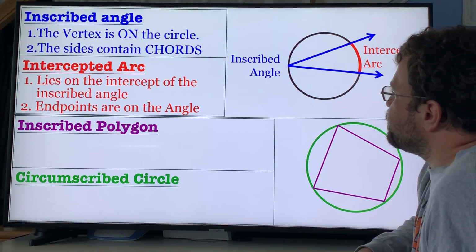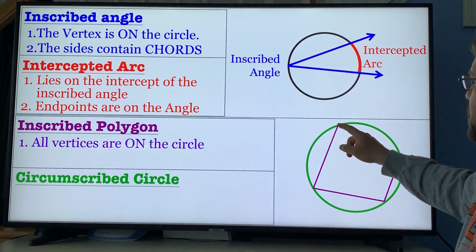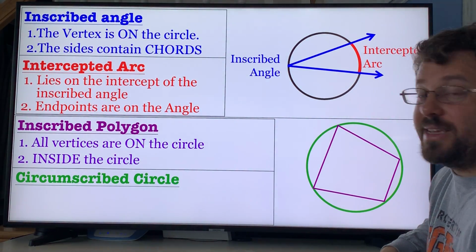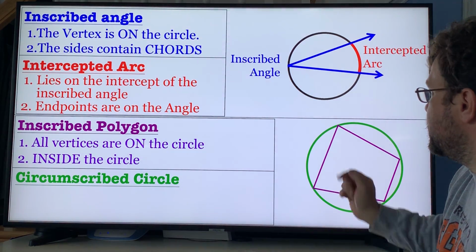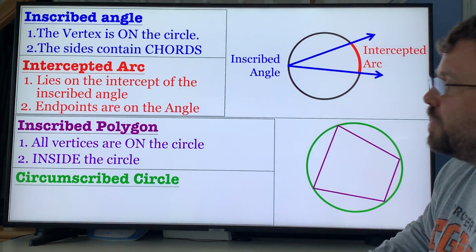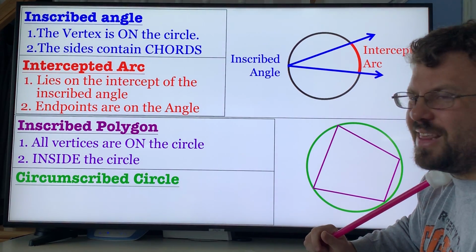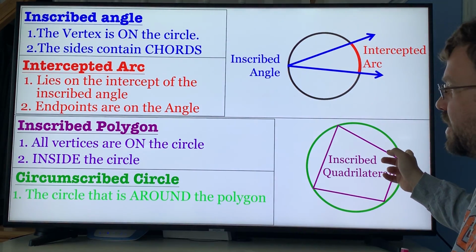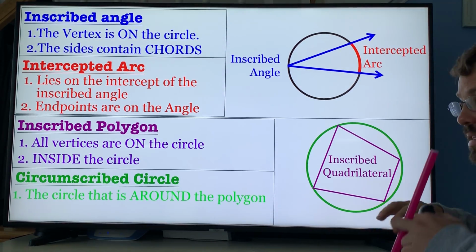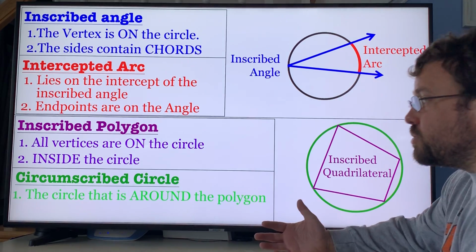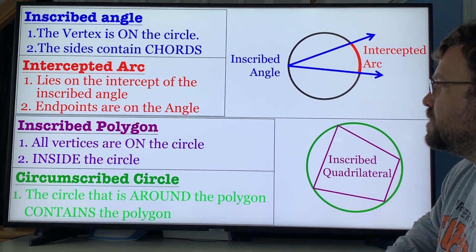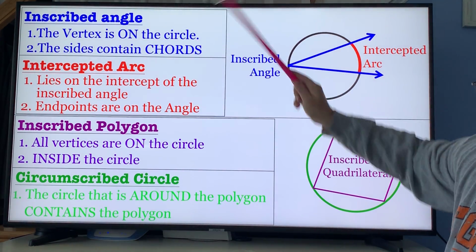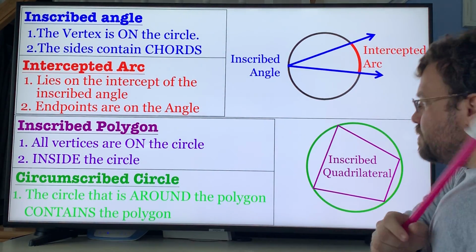Inscribed polygon. All vertices are on the circle. All right? And it is inside the circle. So that's an inscribed polygon. All right? What do you think circumscribed? Kind of like the opposite. So inscribed is inside. The circumscribed circle is the circle that is around the polygon. So inscribed, inside. Circumscribed, outside. All right? So it contains the actual polygon. We're not really going to use that too much, these two. These are the biggies today. Got it? Awesome. All right.